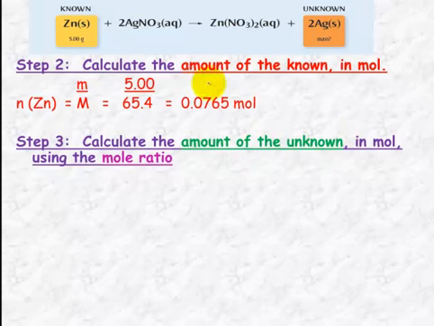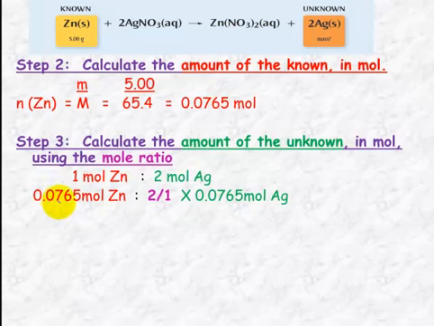Remember, the mole ratio is always the number of moles of the unknown divided by the number of moles of the known. So here we have a ratio of 2 to 1. So 1 mole of zinc will make 2 moles of silver. Therefore, if we multiply the mole ratio, which is 2 divided by 1, times the number of moles of zinc, we're going to figure out the number of moles of silver. As I said, mathematically you can do this a few ways, and I'm trying to simplify it using this mole ratio.